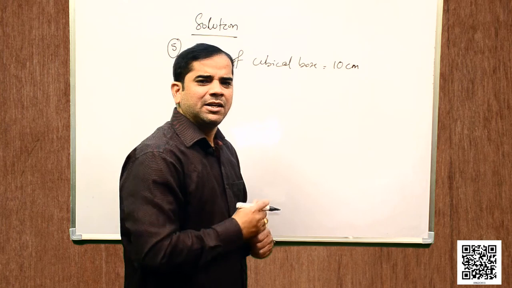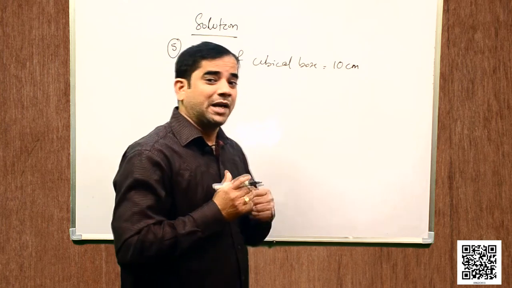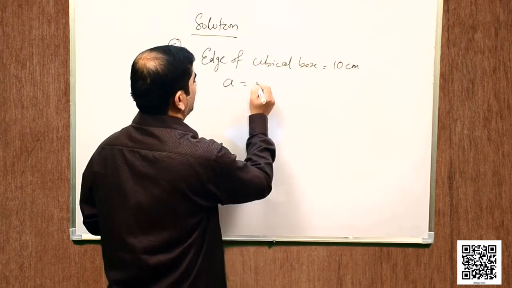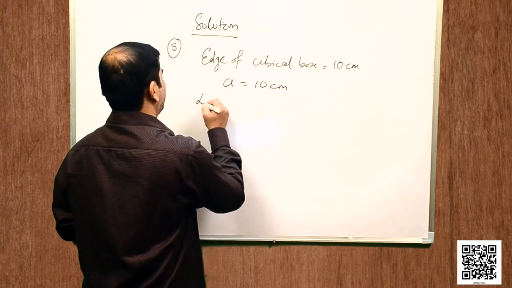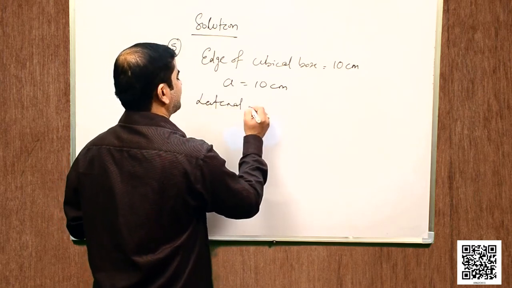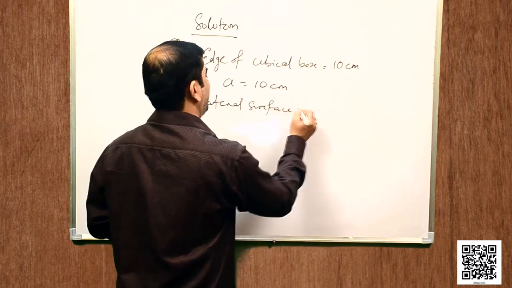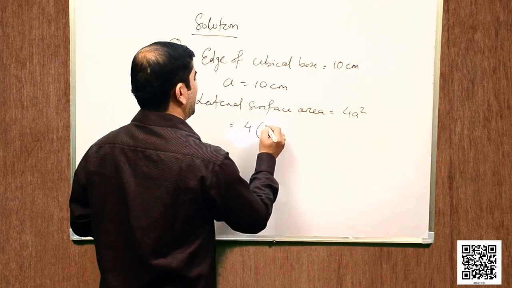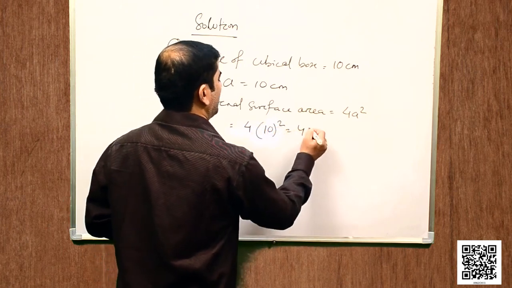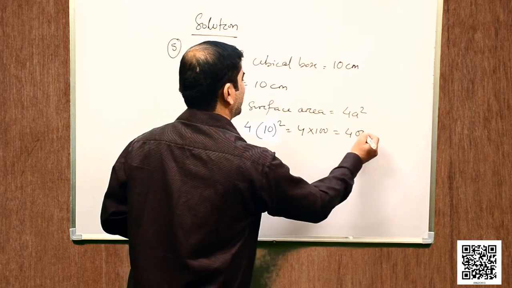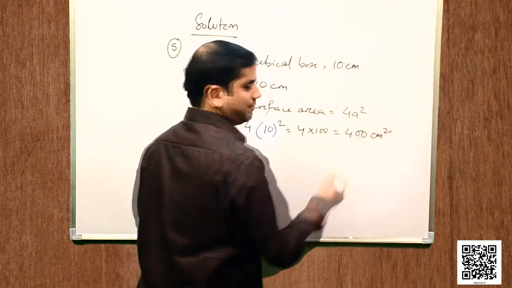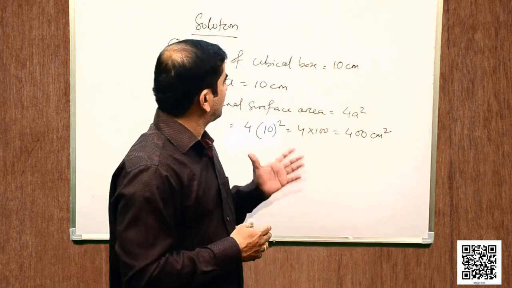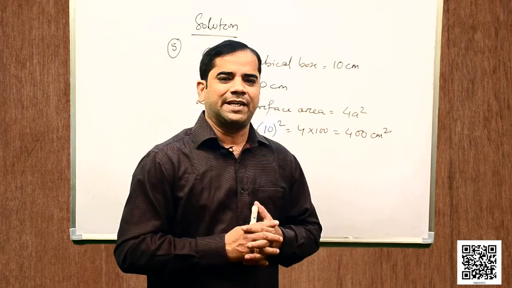Fine. It is given. So the lateral surface area of the cubical box, as we have already discussed, is 4a square. So a is equal to 10 centimeter. Lateral surface area is equal to 4a square, that is equal to 4 into 10 square, 4 into 100 or 400 centimeter square. Okay. So the lateral surface area of the cubical box is 400 centimeter square.